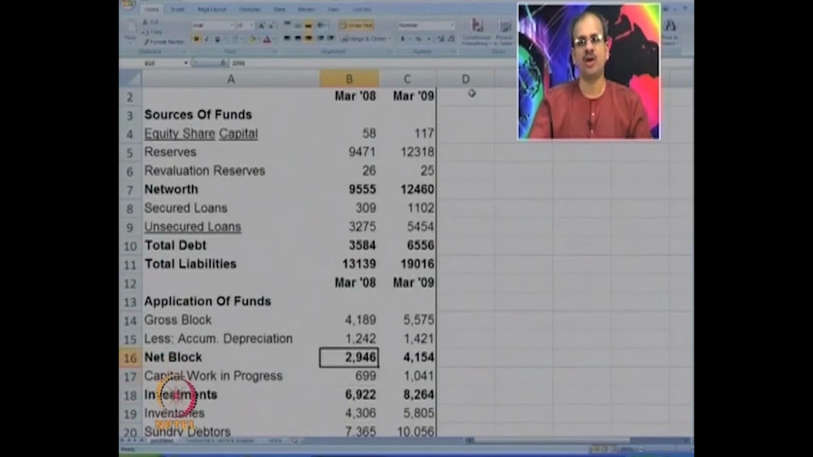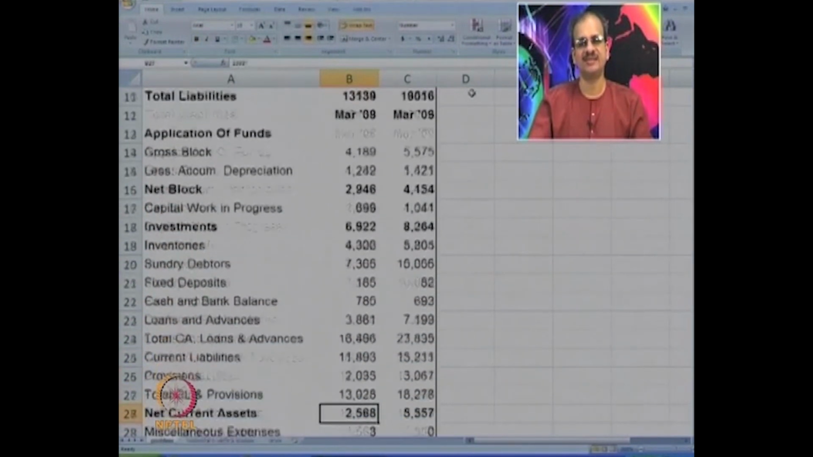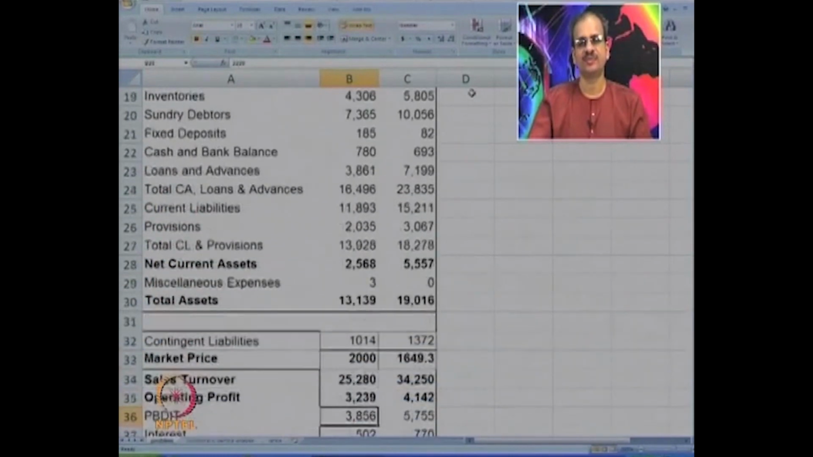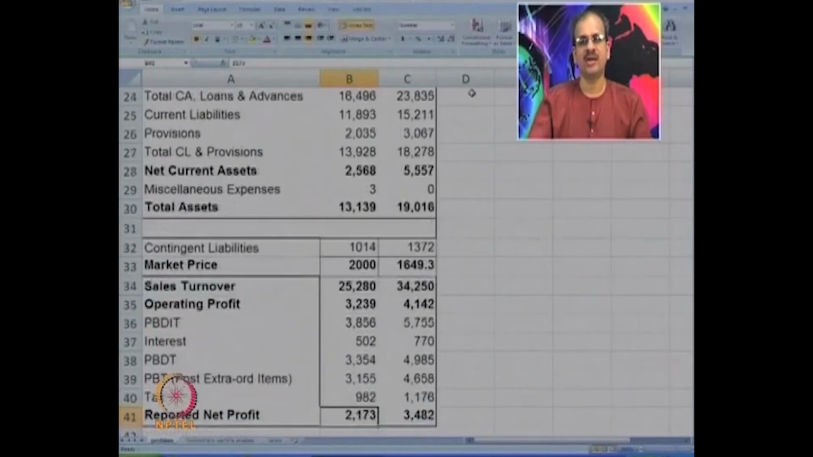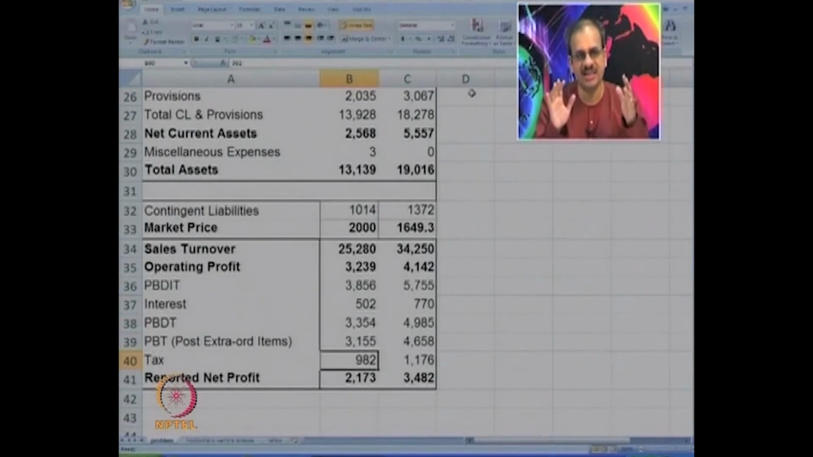Then you can look at the gross block of the company, net block, investments, current assets, liabilities. If we go down, you can see there is also some data about the profit and loss account, though we have not listed the whole of the P&L account for want of space, but certain important items like sales turnover, operating profit, PBIT, etc. are listed. I hope everything is clear.